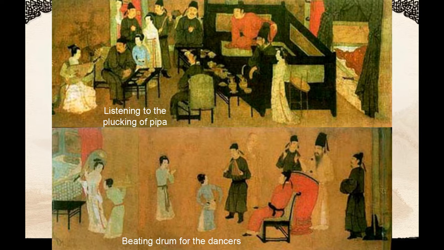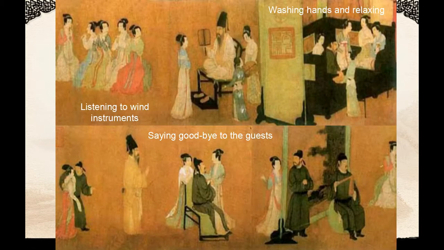There are 5 scenes in the painting. Han Xizai was listening to the plucking of pipa, beating drum for the dancers, washing hands and relaxing, listening to wind instruments, saying goodbye to the guests. He changed clothes several times.